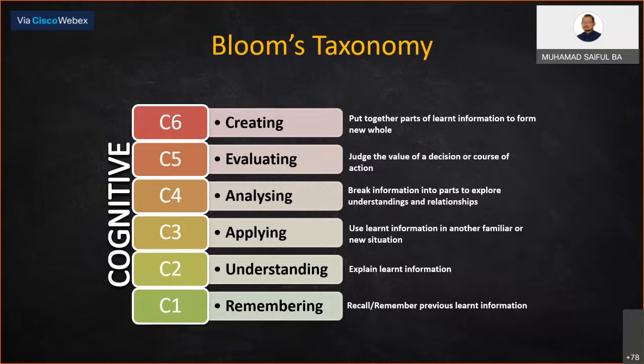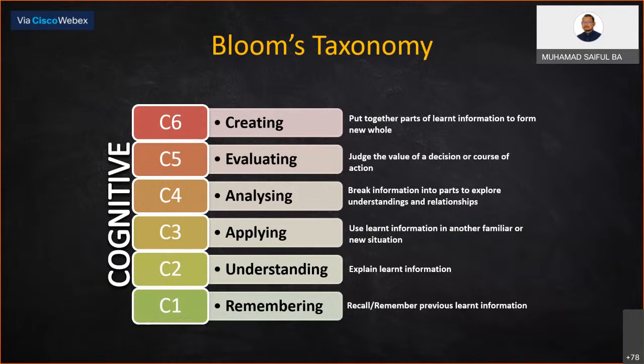If they can, that means C2 is already achieved, and there are certain assessment tools to ensure that. And then C3, applying, is about the ability of the learners to use the learned information in other familiar or new situations. So it's about application of knowledge. If we move up to C4, it's analyzing. In analyzing, we want the student to be able to break down the information into parts or elements, so that they explore the understanding and the relationships between all this information. So this is C4.